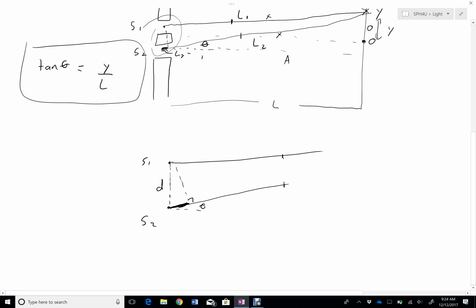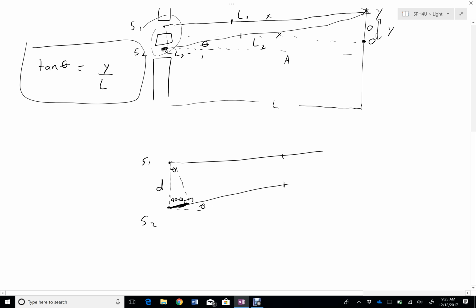So if this is theta, then this is 90 minus theta. And if this is 90 minus theta and this is 90, this angle up here is theta. You can go through your triangle laws or whatever to convince yourself of that, but right up there we have the same theta that we had down here.